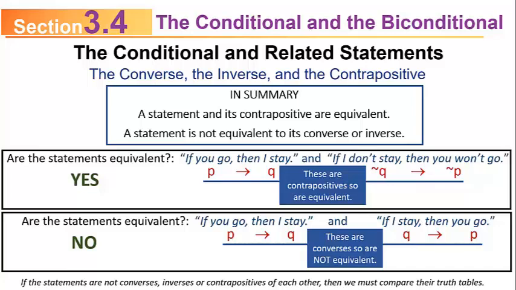If the statements are not converses, inverses, or contrapositives, if you ever come up with that case, you just have to do the truth tables to find out. But if you do get a statement that's contrapositive, you can immediately say they're equivalent.